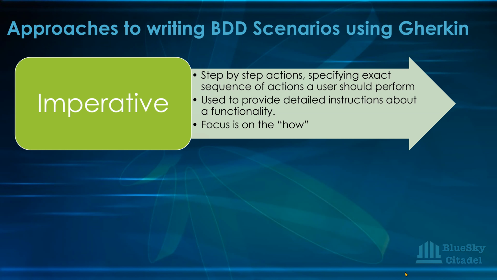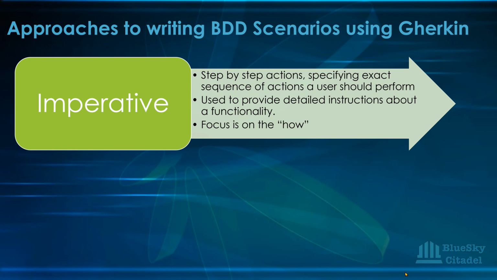When do we use the imperative Gherkin? We use the imperative Gherkin when we want to provide explicit, detailed instruction about how a functionality should work. Usually in real life, on my projects as a business analyst, I use this. I use more of the imperative because I normally write my user stories with detailed instruction about how a functionality should work, and it's sometimes quite long and lengthy.